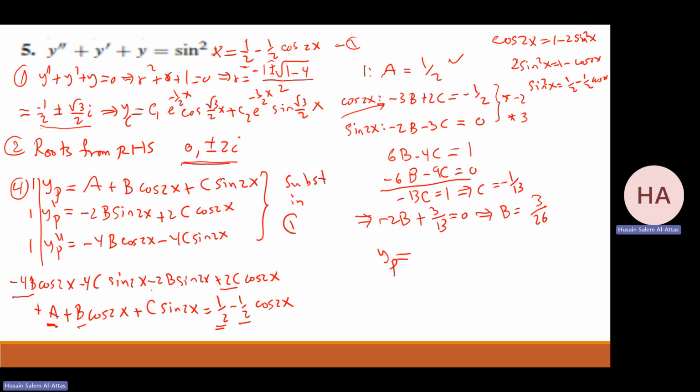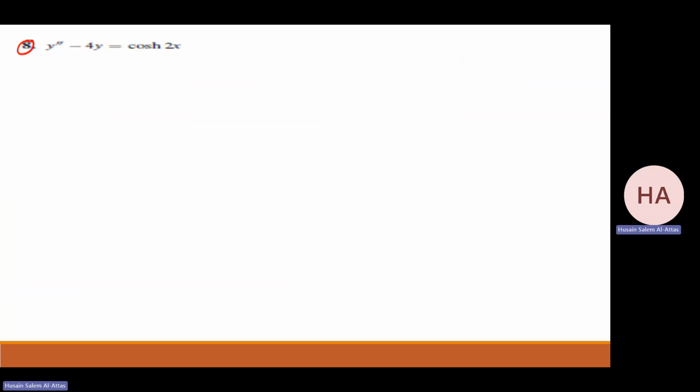So what is yp? yp will be a, which is half, plus b, 3 over 26 cosine 2x, minus 1 over 13 sine 2x. Yes. Good. Okay. Do more problems.